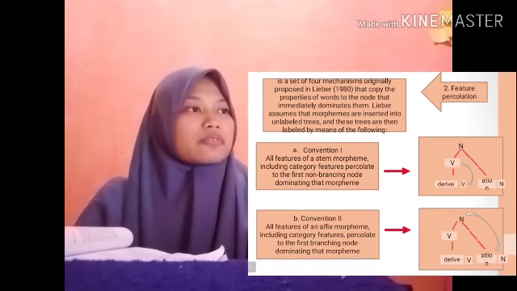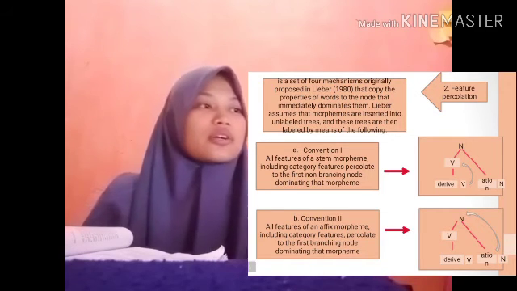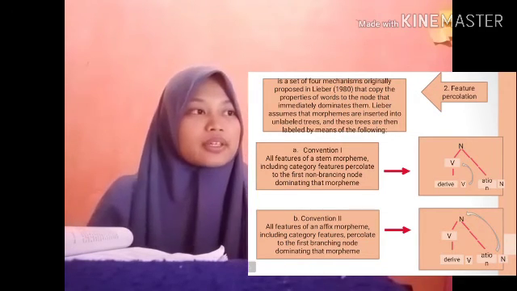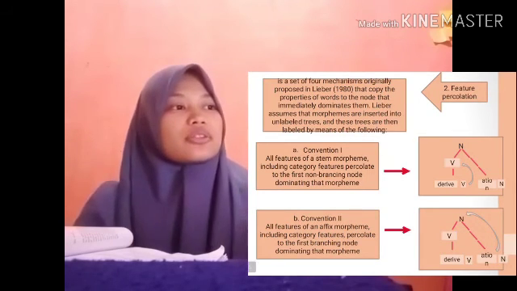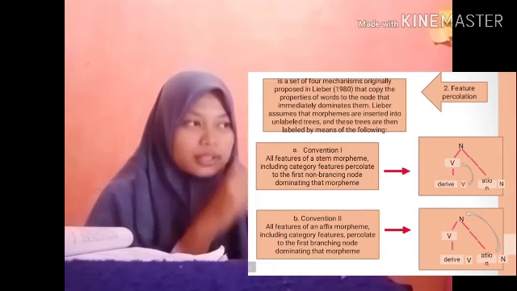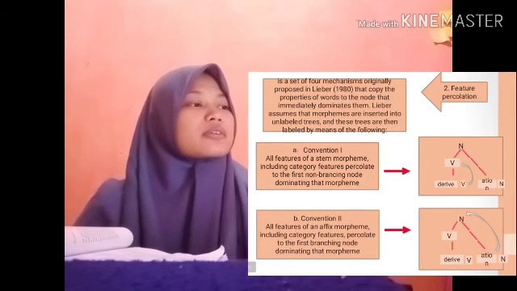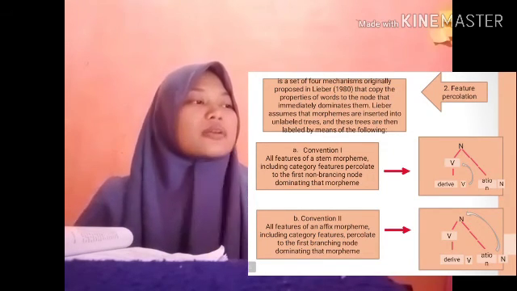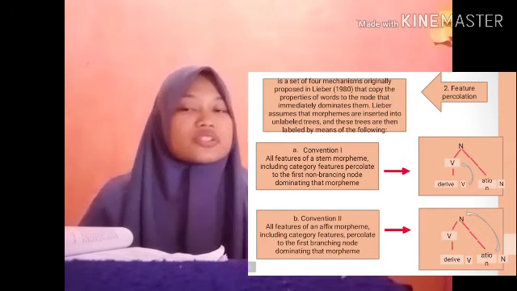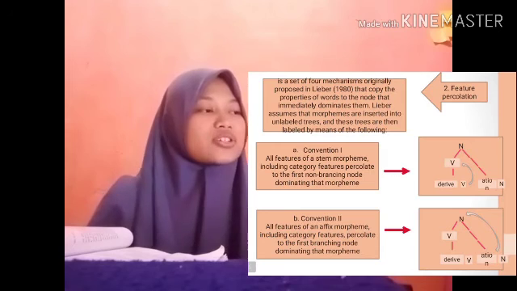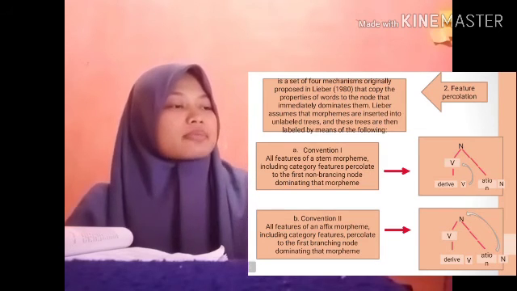And the next is convention 2: all features of an affix morpheme, including the category feature, percolate to the first branching node dominating that morpheme. Look at the example: derivation is a noun, action is a noun, and derive is a verb.